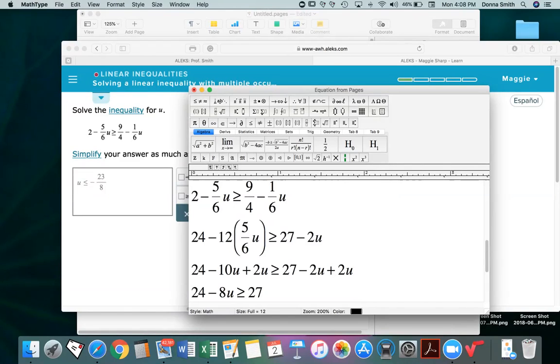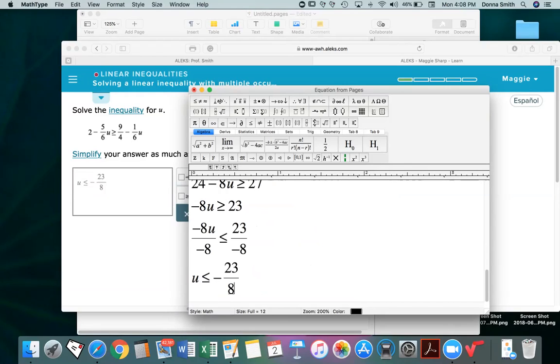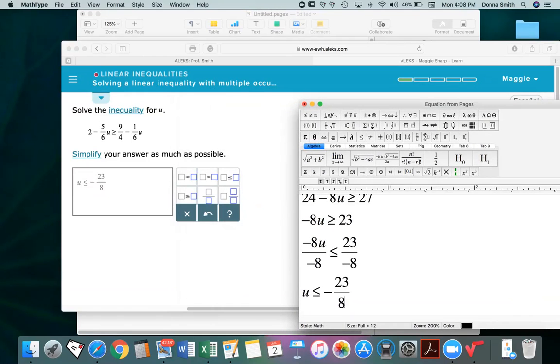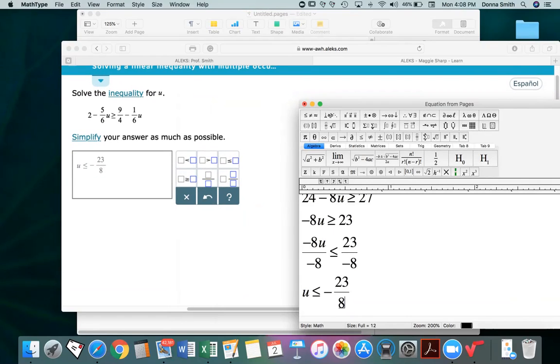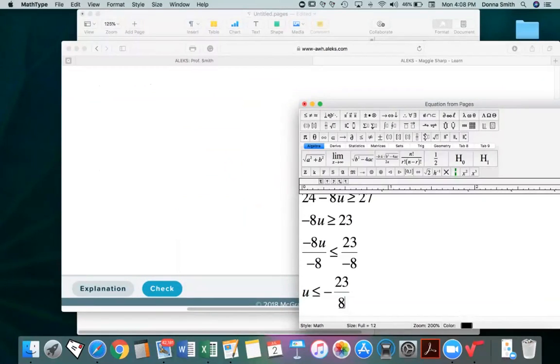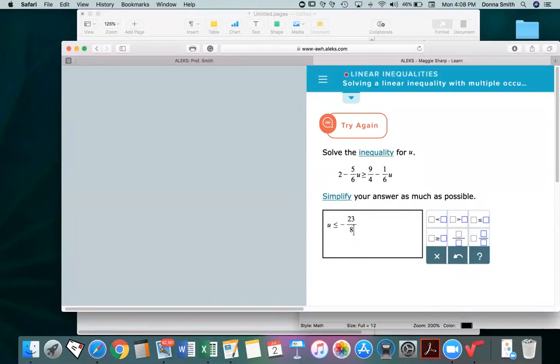So the answer is negative 2 and 7/8. You can leave it as an improper fraction. It doesn't say right as a mixed number. And that just decreases the chance of more error. That's probably where my problem is too. So let's check it.